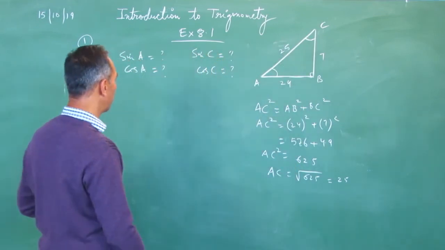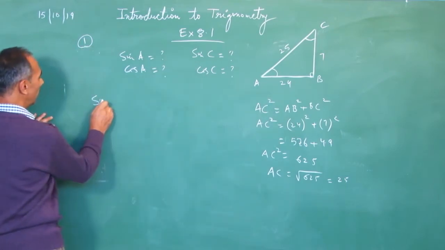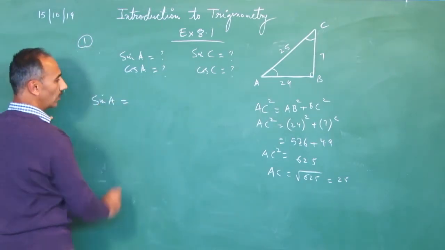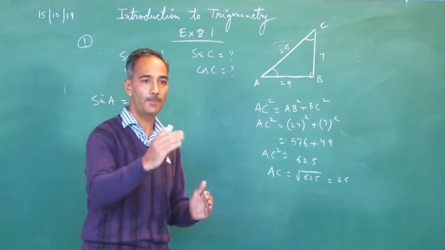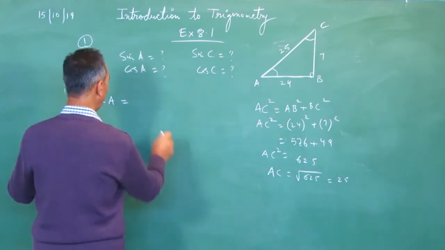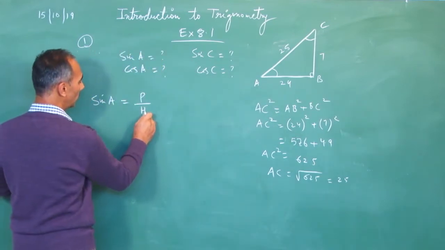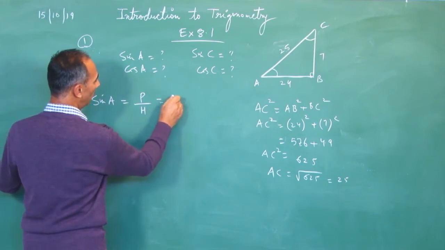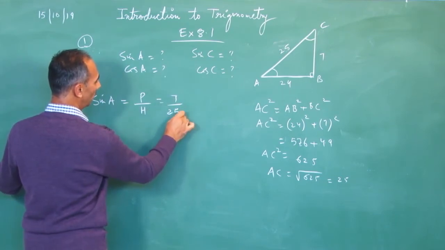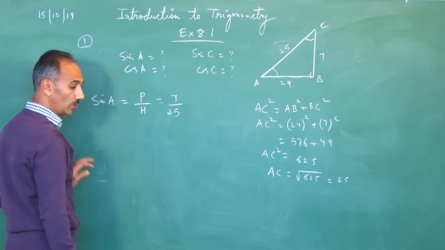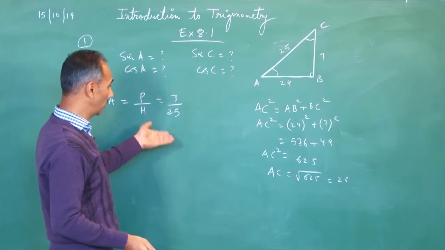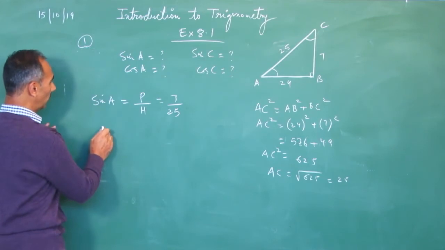Now you could find sine of A. Sine of A is perpendicular by hypotenuse. People have it as P by H in short. My P is 7 in this case and hypotenuse is 25. So sine A has value 7 by 25. No need to do the division. Just let it be in the P by H format.